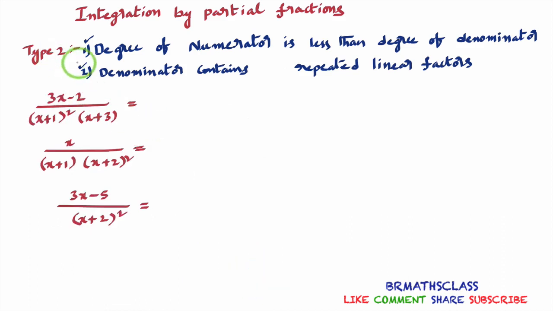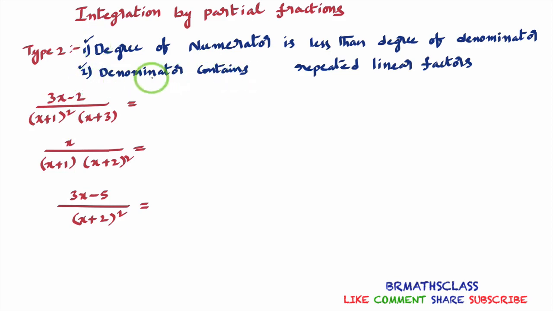Now, type 2 partial fraction. You observe here, degree of numerator is less than degree of denominator. It is also a proper function only. What is a proper function? We learned in the last class. Degree of numerator is less than degree of denominator, because here degree of numerator is 1. If you simplify this denominator part, degree of denominator is 3, because when you expand, x square term will be there, and x term is there. When you multiply these things, degree of denominator is 3. So here the first condition is satisfied.